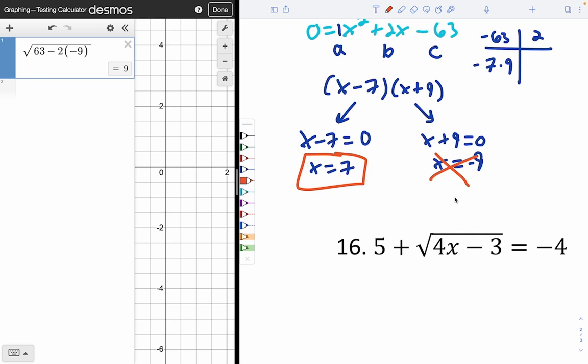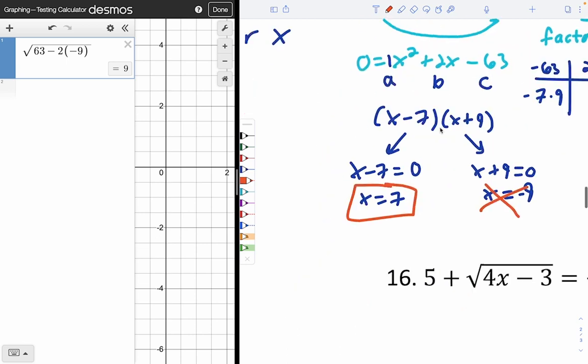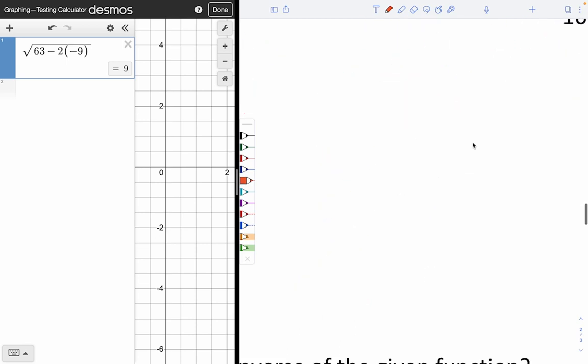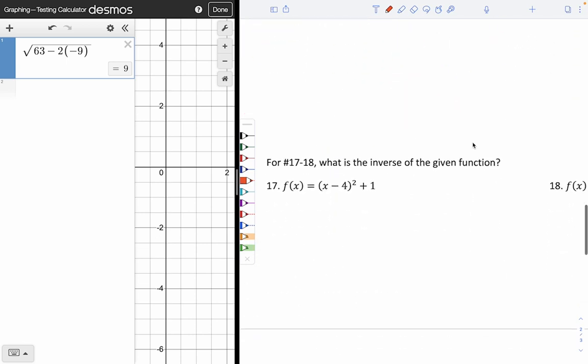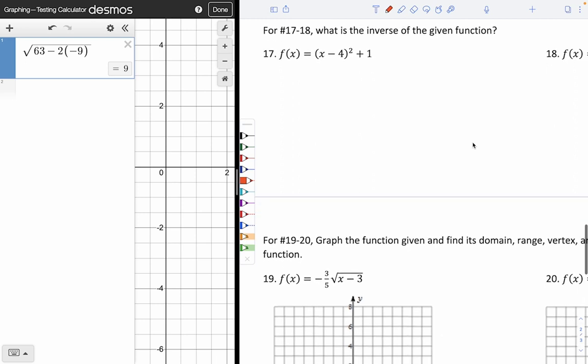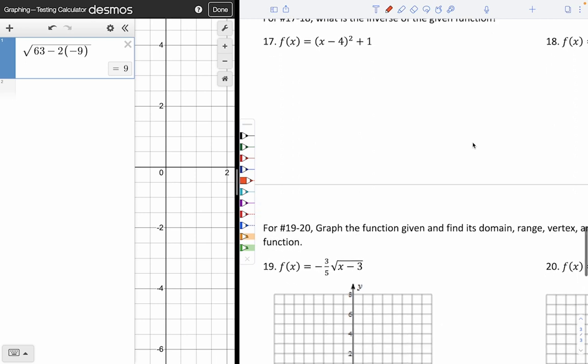If answer choice A just said 7, answer choice B said negative 9, answer choice C said 7 and negative 9. Just 7, so A, okay? Okay, so that's solving. I'll let you try those other two on your own, and you can check the key online. Let's go to inverse equations next.